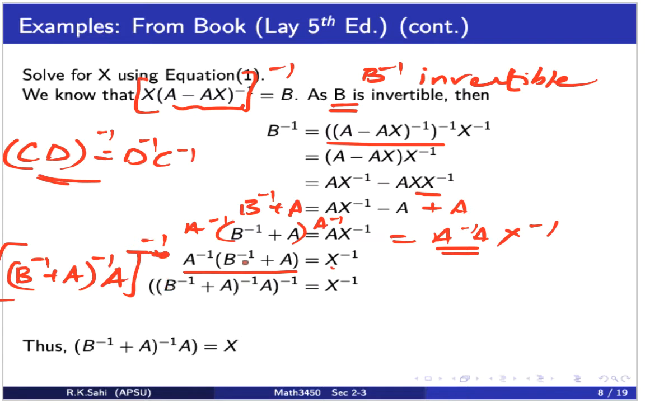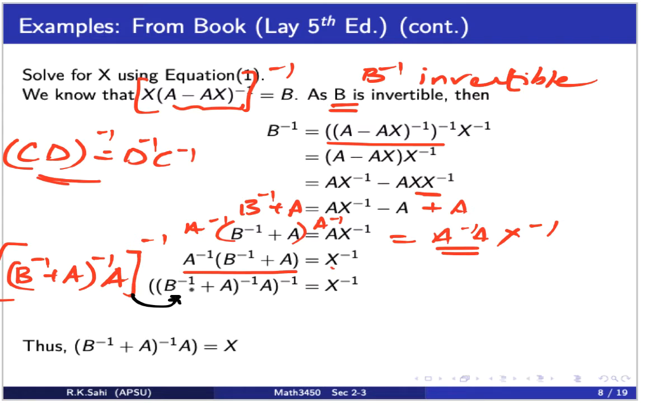Okay, and that's what we have here. Give me a second, guys. Let me just make it much clearer. So you say (B inverse plus A inverse), this whole expression to the inverse, times A, and that's what we have here, equals X inverse.